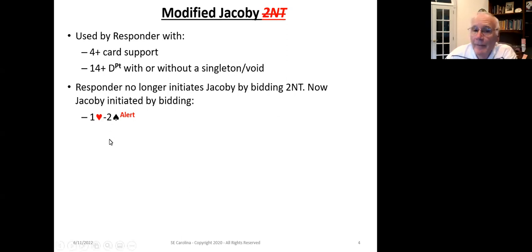So what we're going to do is use 1 heart, 2 spades as the initiation of Jacoby. And then we're going to use 1 spade, 3 clubs as the initiation of Jacoby when the suit is spades. So you can see we're no longer using 2 no trump.